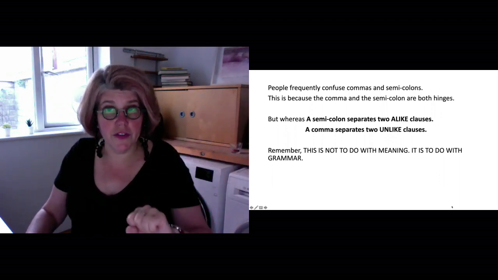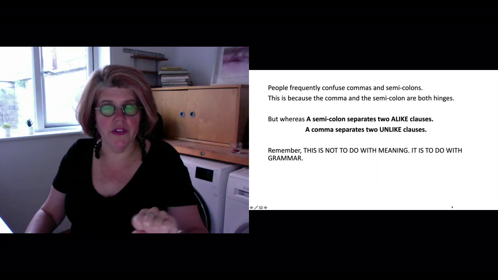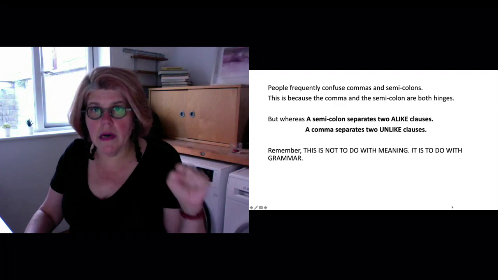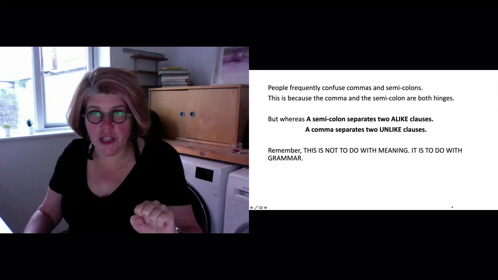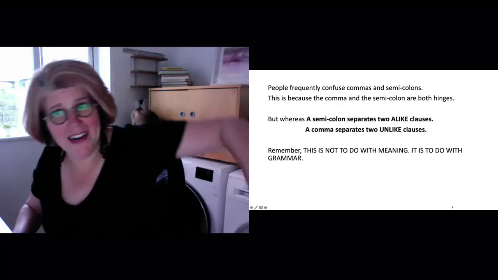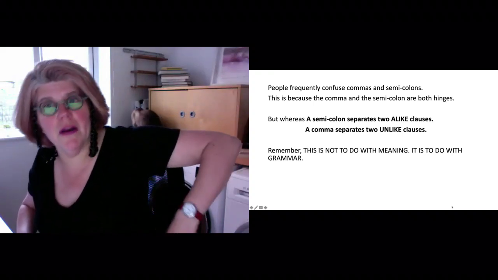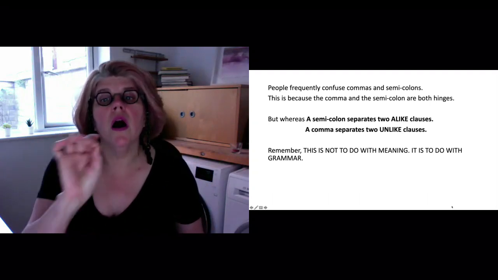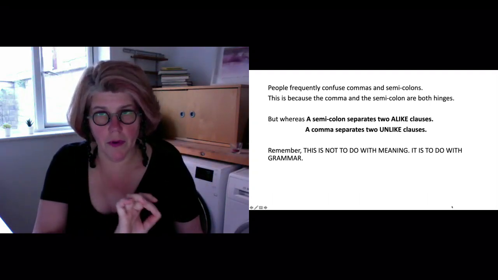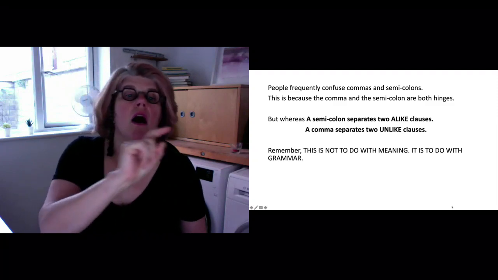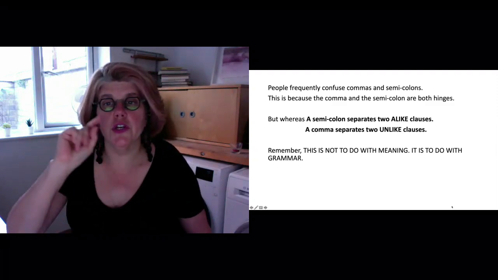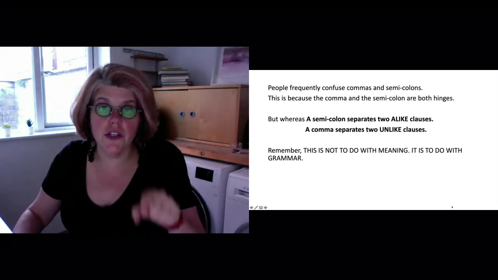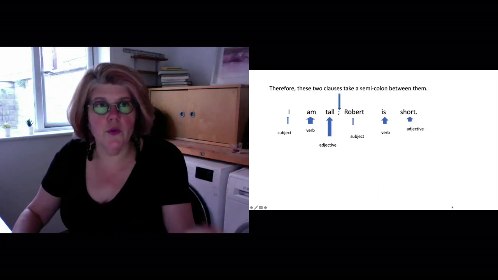People frequently confuse commas and semicolons, and this is in fact generally where the trouble starts. This is because the comma and the semicolon are both hinges, which means I get to make my hinge arm again. Hinge arm. But whereas a semicolon separates two alike clauses, remember, we already determined that, a comma separates two unlike clauses. And remember, this is not to do with meaning. It is to do with grammar.